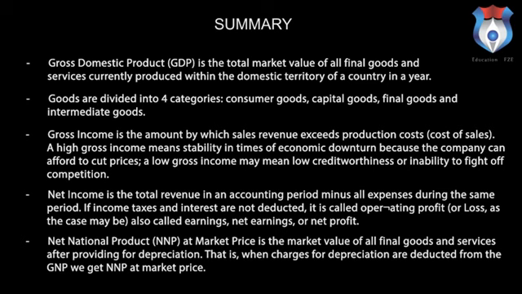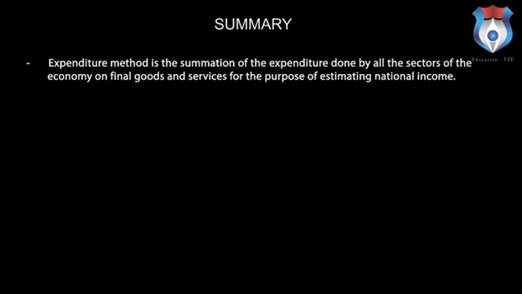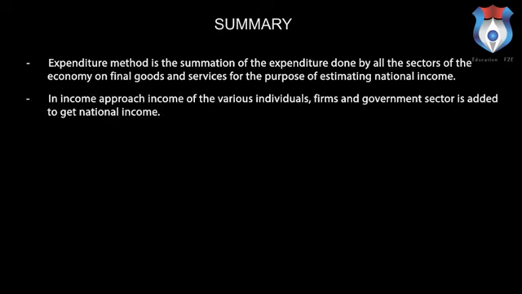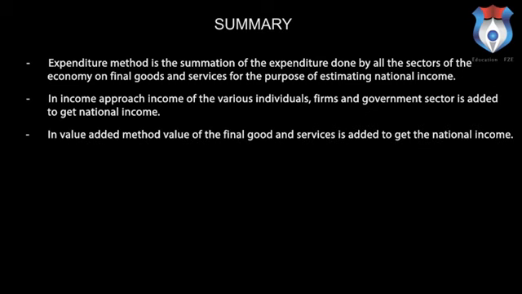Net national product (NNP) at market price is the market value of all final goods and services after providing for depreciation. That is, when charges for depreciation are deducted from the GNP, we get NNP at market price. Expenditure method is the summation of the expenditure done by all the sectors of the economy on final goods and services for the purpose of estimating national income. In the income approach, income of the various individuals, firms, and government sectors is added to get national income. In the value added method, value of the final goods and services is added to get the national income.